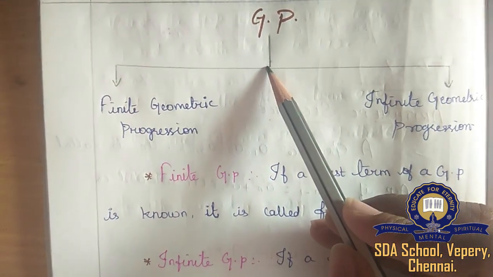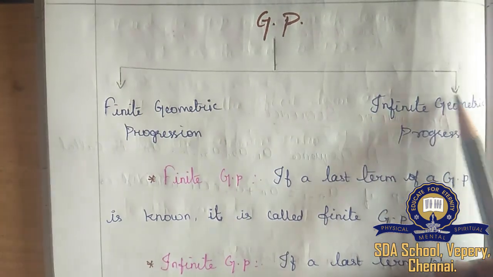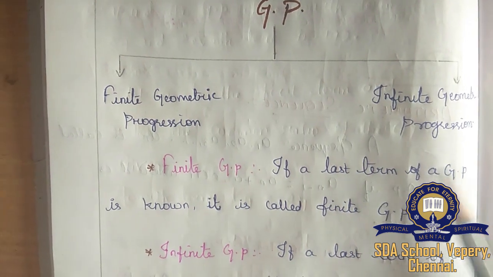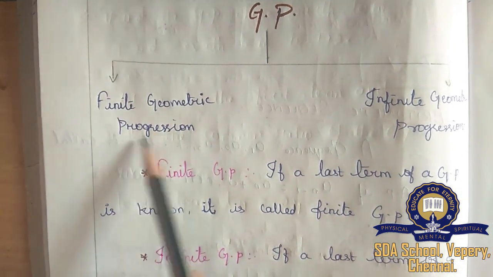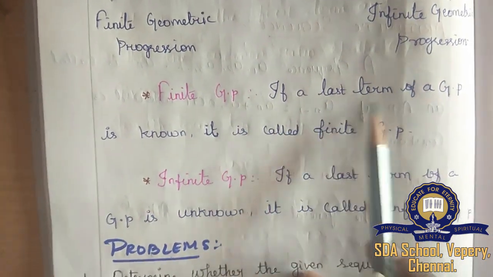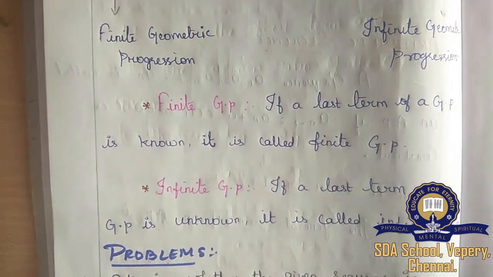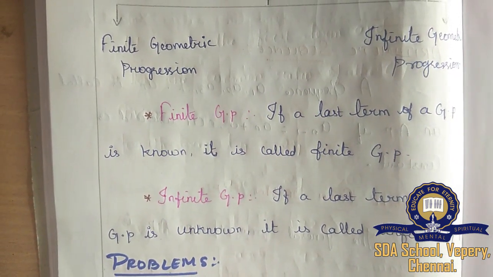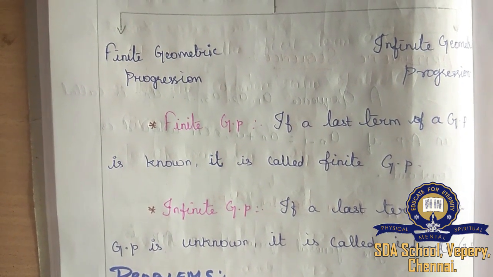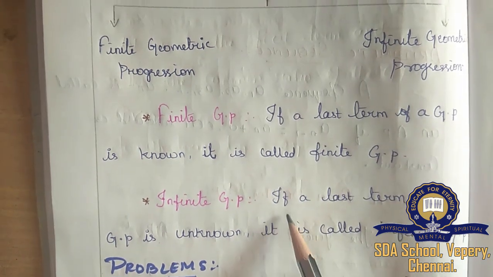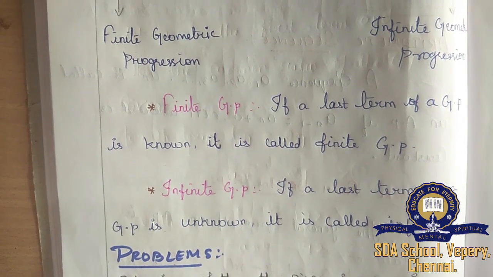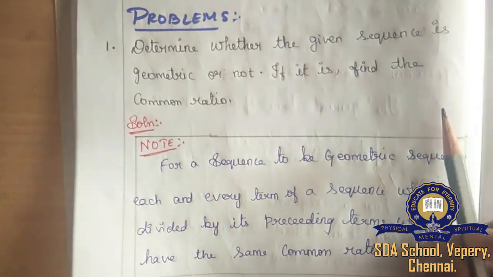So here let's go for geometric progression. Already we know we have taken arithmetic progression in two types: finite arithmetic progression and infinite arithmetic progression. Meanwhile, for GP also we have finite geometric progression and infinite geometric progression. Then what is a finite geometric progression? If the last term of a geometric progression is known, that is, the number of terms of the sequence is known, is countable, we call it finite. If it is uncountable, we call it infinite. In simple words, if the last term of a GP is not known, it is known as an infinite geometric progression. Let's begin with the problem.